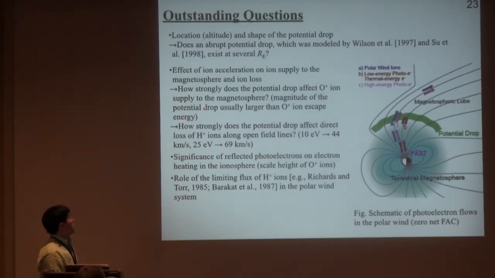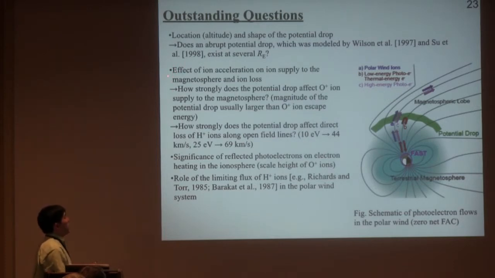Lastly, I talk about outstanding questions. One important remaining problem is the location, altitude, and shape of the potential drop. Does an abrupt potential drop, which was modeled by Wilson et al. and Su et al., exist at several RE?